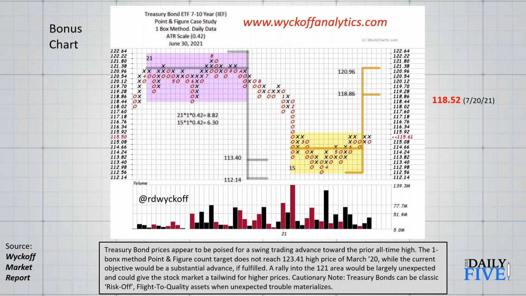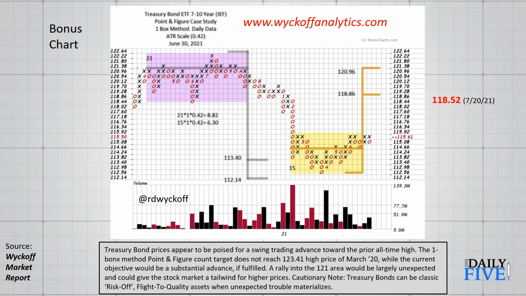This is Treasury Notes, Treasury Bond ETF. IEF is the symbol, 7 to 10 year maturities. And you can see this is a 1-box method. All those prior point and figure charts were 3-box, so you could see longer periods of time, count bigger structures. Treasuries, it's a good idea to use 1-box because treasuries don't have the volatility. They don't generally move as much.